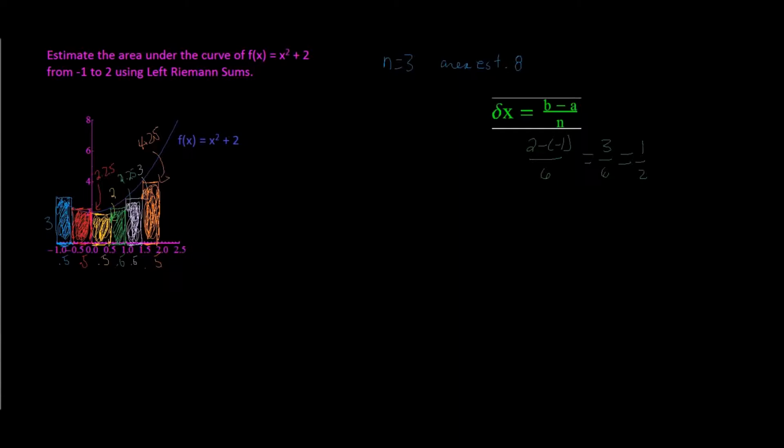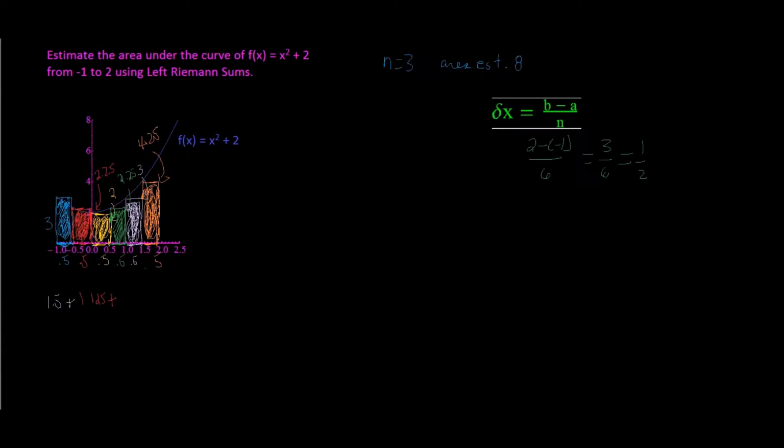So let's go back and put these together. So the area of this rectangle, 3 times 0.5, well that's just 1.5, plus the area of this rectangle, 2.25 times 0.5. Well, what is that? That is actually 1.125. And the area of the third rectangle is going to be a height of 2 and a width of 0.5, so that's just 1.